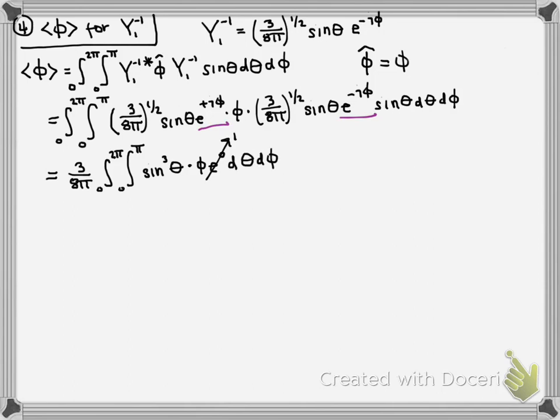So let's start with sine cubed theta. So we need to know what the integral of sine cubed theta is. And so I'm providing that for you. It's negative 1/3 cosine theta times sine squared theta plus 2. It's kind of an interesting one.